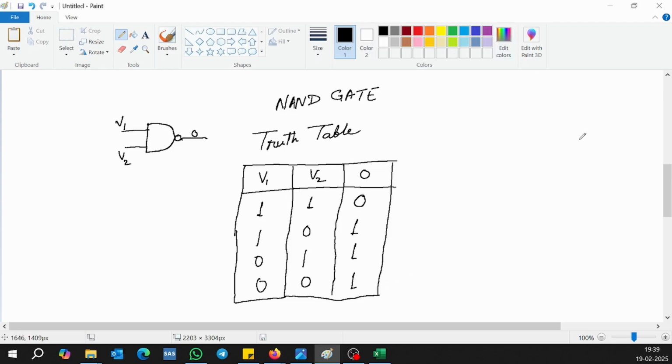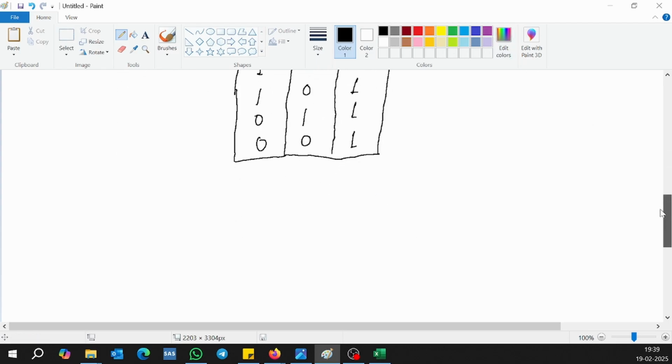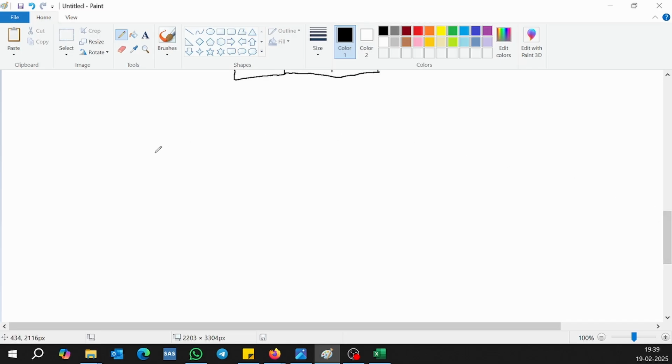So now what we are left with is the OR gate. It is represented like this. This also has got one output and two inputs. This is an OR gate. V1 and V2 are the inputs. This is the output. So how is the truth table of the OR gate?